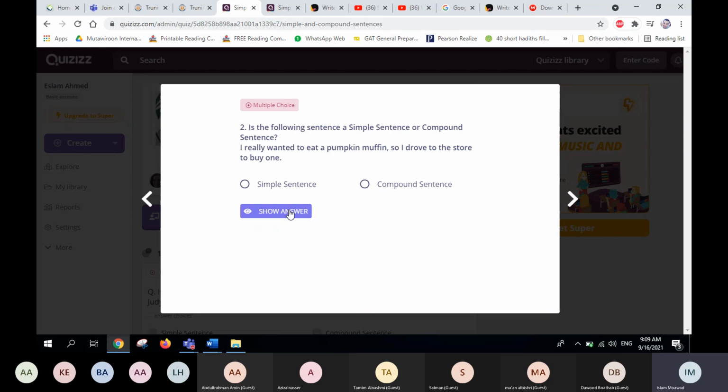So this is compound sentence number 2, as our friend Abdurrahman said. So let's go to number 3, Turkey. Is the following sentence simple or compound? My mom told me to clean my room, or I will not be able to go to the movies with my friends. Compound. That's clear. It's a compound sentence.